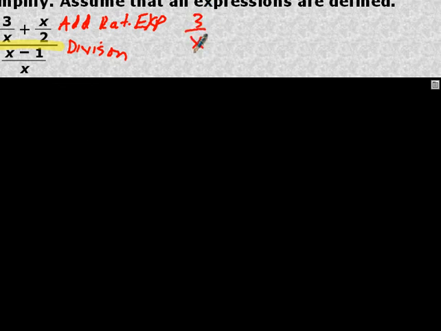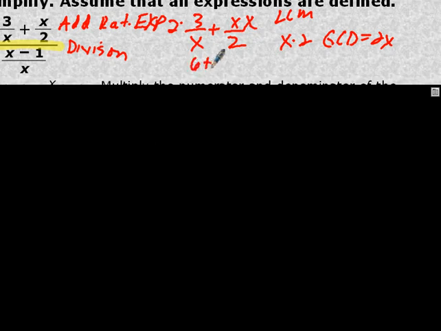First, we want to turn this into one rational expression. We've got to find the greatest common denominator, the LCM. So the unique factors in the denominator are going to be x and 2, both to the first power, so our common denominator is going to be 2x. Okay, what do I need to multiply this by to get 2x? 2. What do I need to multiply this by to get 2x? x. So this is going to end up as 6 plus x squared over 2x.